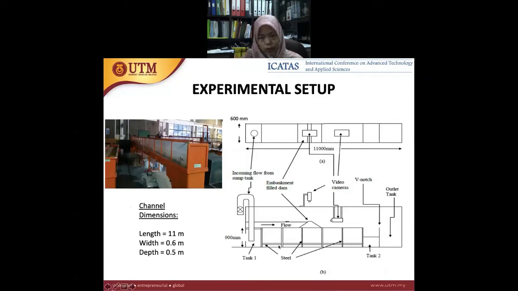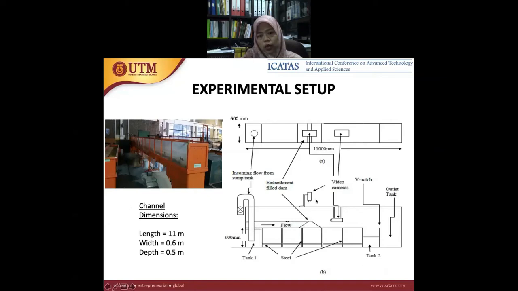We have two tanks here, the first tank and the second tank. Water is pumped from the tank and then through the channel. This is the flow, and this is the embankment.